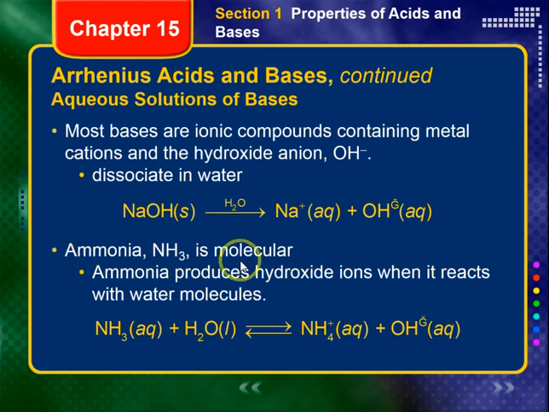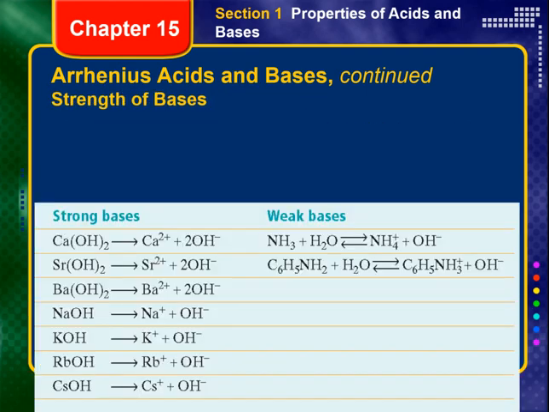Ammonia is molecular, it's not ionic, but it still produces hydroxide ions when it reacts with water. So here's the ammonia, here's the water. What's happening? One of the hydrogens from the water is being torn off and added to the ammonia to create the ammonium ion right here. And guess what? Here's our old friend OH minus. Remember, this is a minus. And that's what defines an Arrhenius base, the production of OH minus.